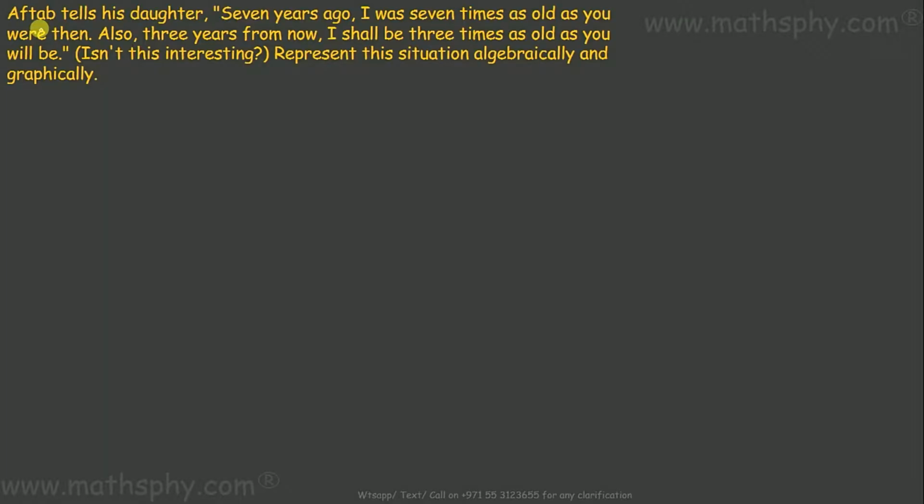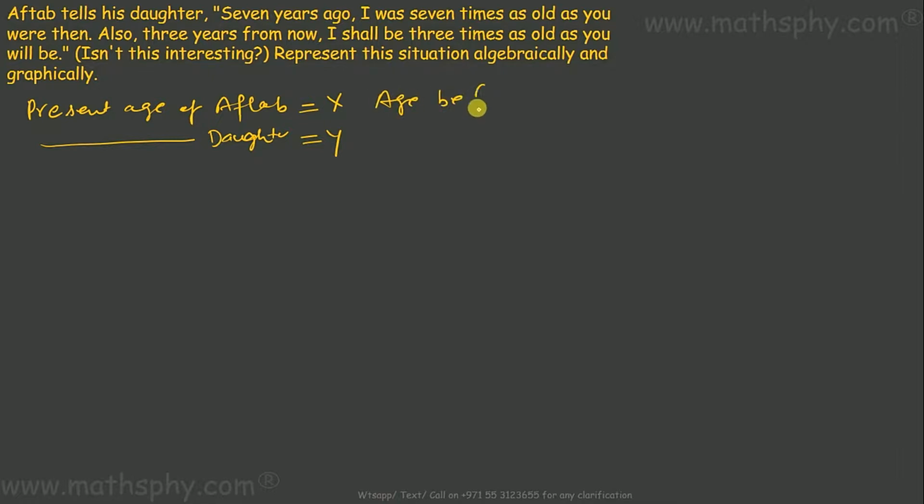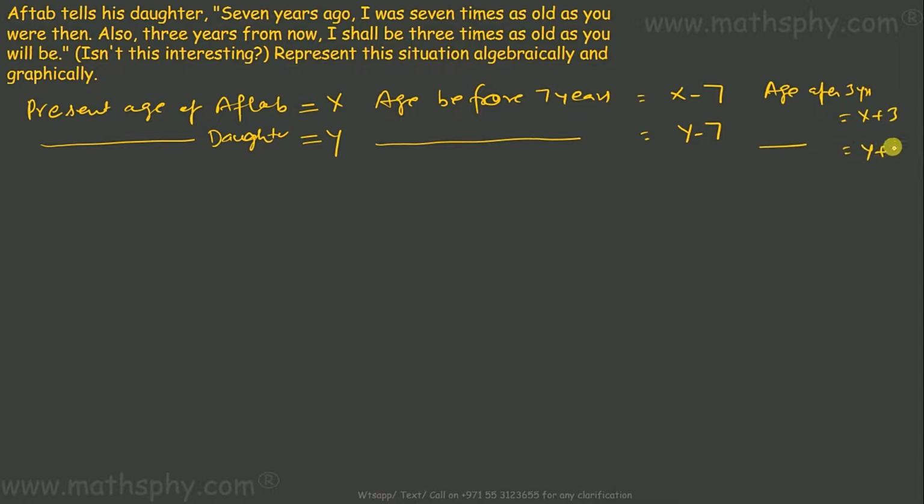Let's suppose Aftab and his daughter's age as x and y. I'll write present age of Aftab, say that is x. Present age of daughter, say y. So before 7 years, age would be x minus 7, and age before 7 years for the daughter would be y minus 7. Age after 3 years would be x plus 3. Age after 3 years of daughter would be y plus 3.